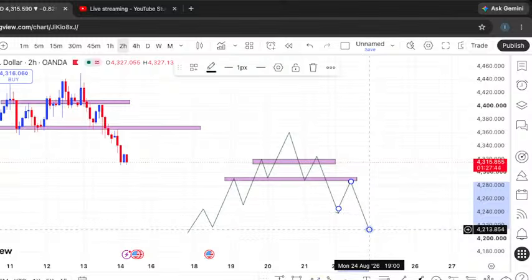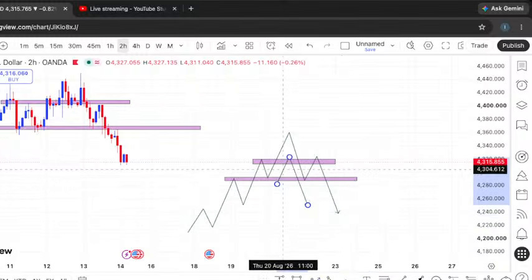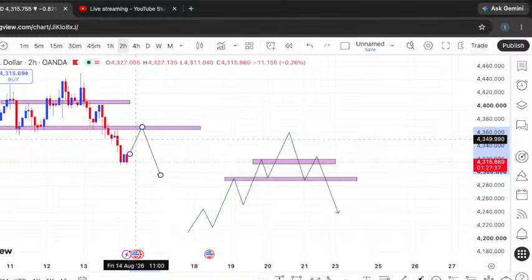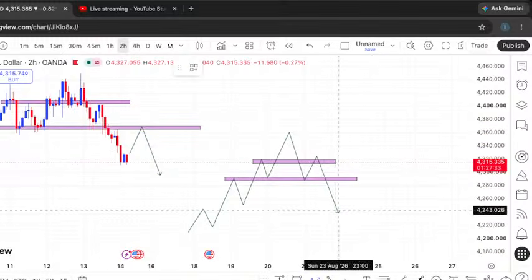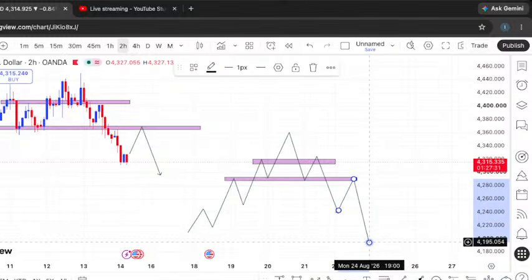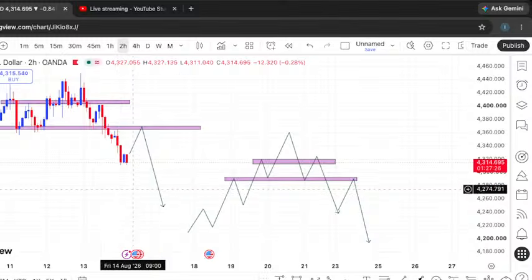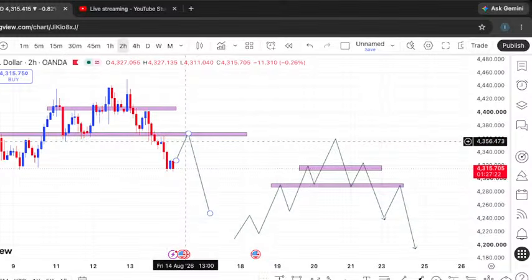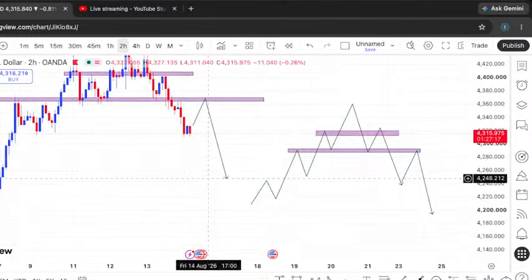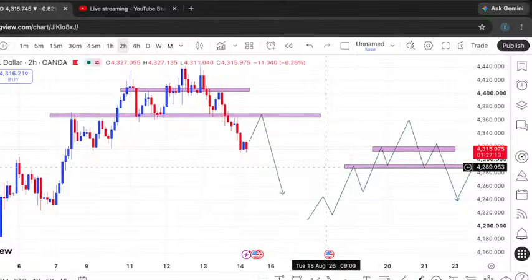Now, the same thing, we are waiting here. For this one, we're waiting for just a pullback like this for more sales. Because we already have a change of character, it's just a retracement for drops. The same thing here, just a retracement for drop opportunities on gold. Now, using a 2-hour time frame, we're going to wait for a pullback, guys. That's what we are going to wait for on gold.